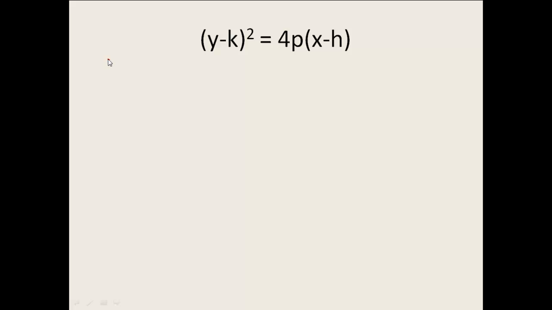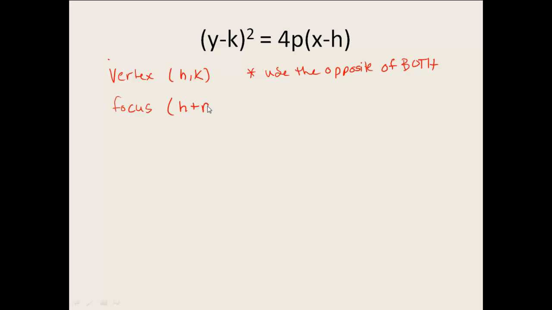Now on the bottom of this flap, what we need to do is write down what that important information is. So first, our vertex is at the point h comma k. And you want to put a little note here: use the opposite of both. The next, our focus, well, we already looked at that. That was h plus p comma k. And our directrix is the line x equals h minus p.